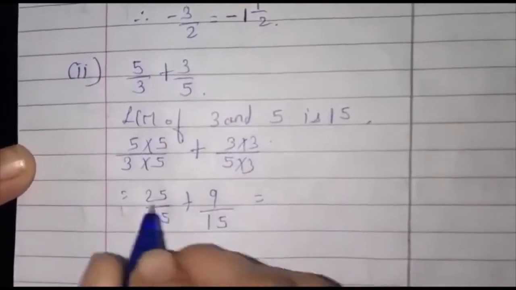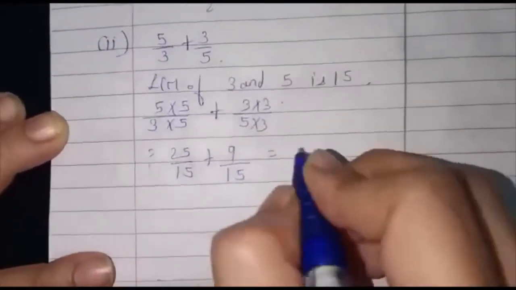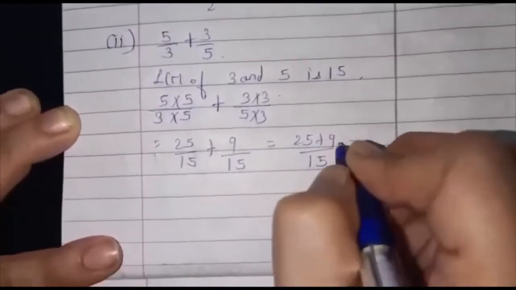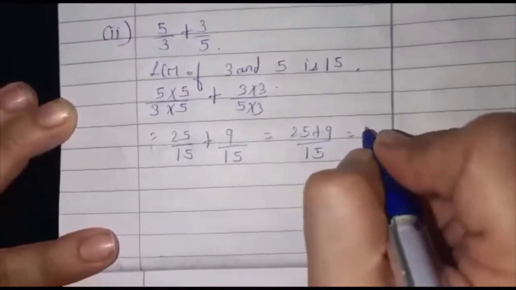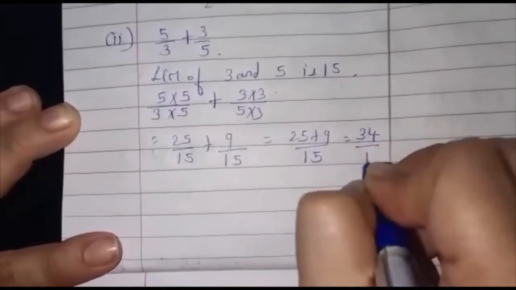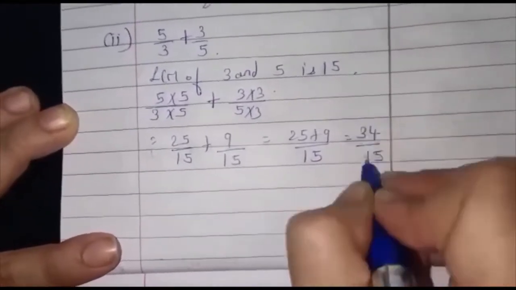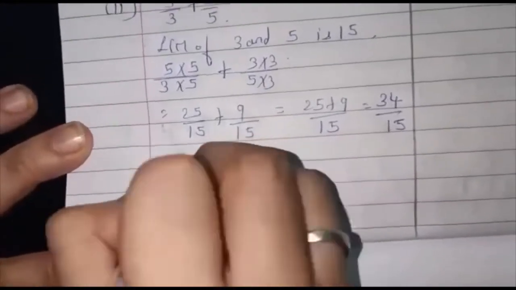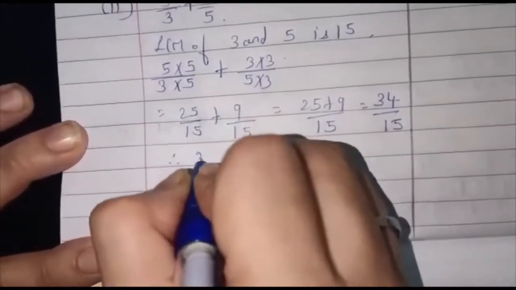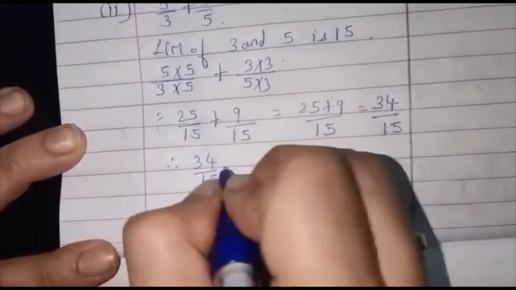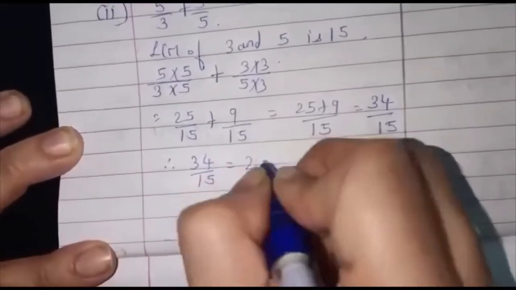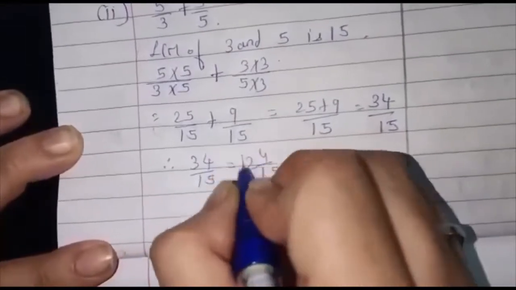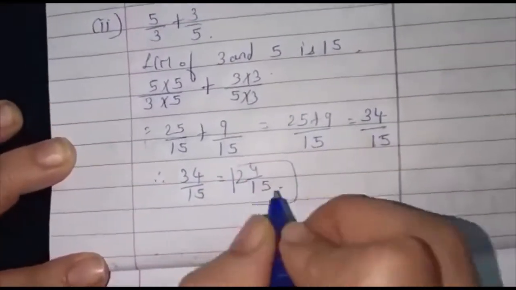Now we can add the numerators because the denominators are the same. So 25 plus 9 upon 15. If we add 25 plus 9, we get 34 upon 15. But yet it is improper, so again we will divide and find the mixed number. So 34 upon 15 equals 2 integer 4 upon 15. On dividing this, we get this mixed number.